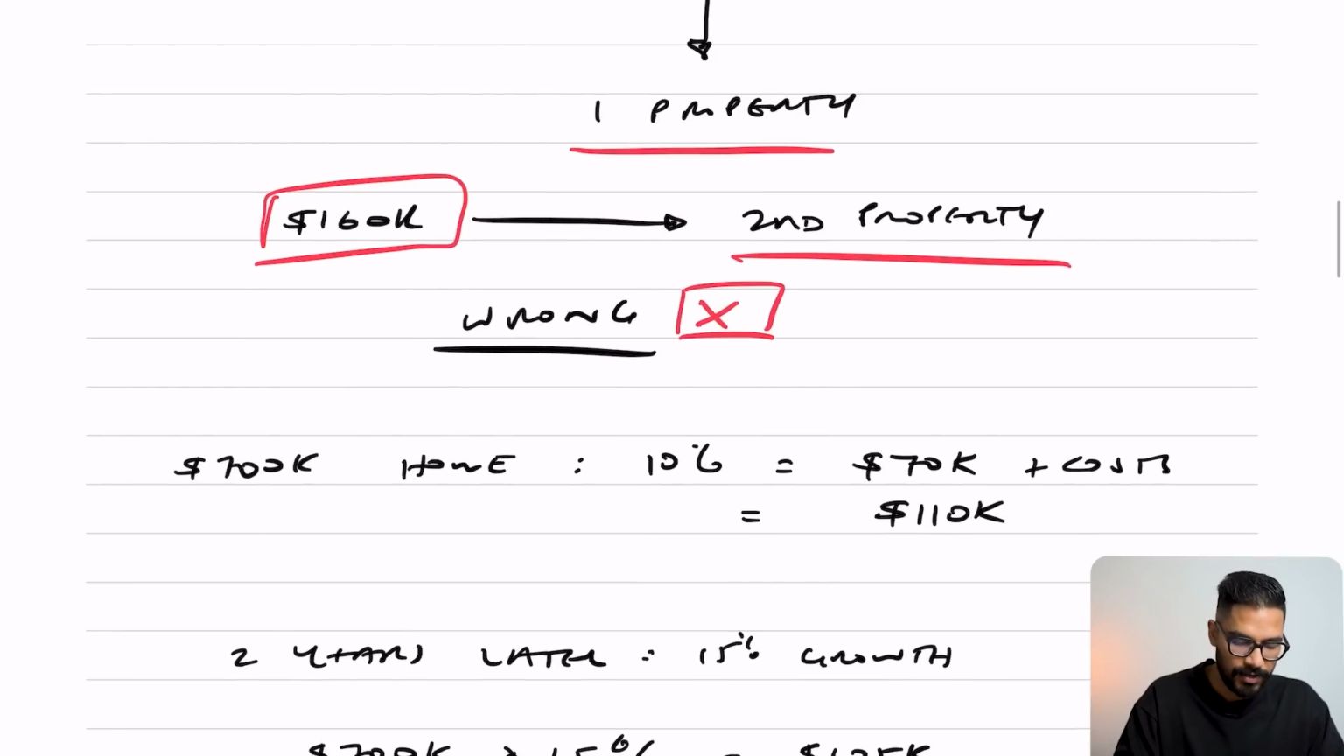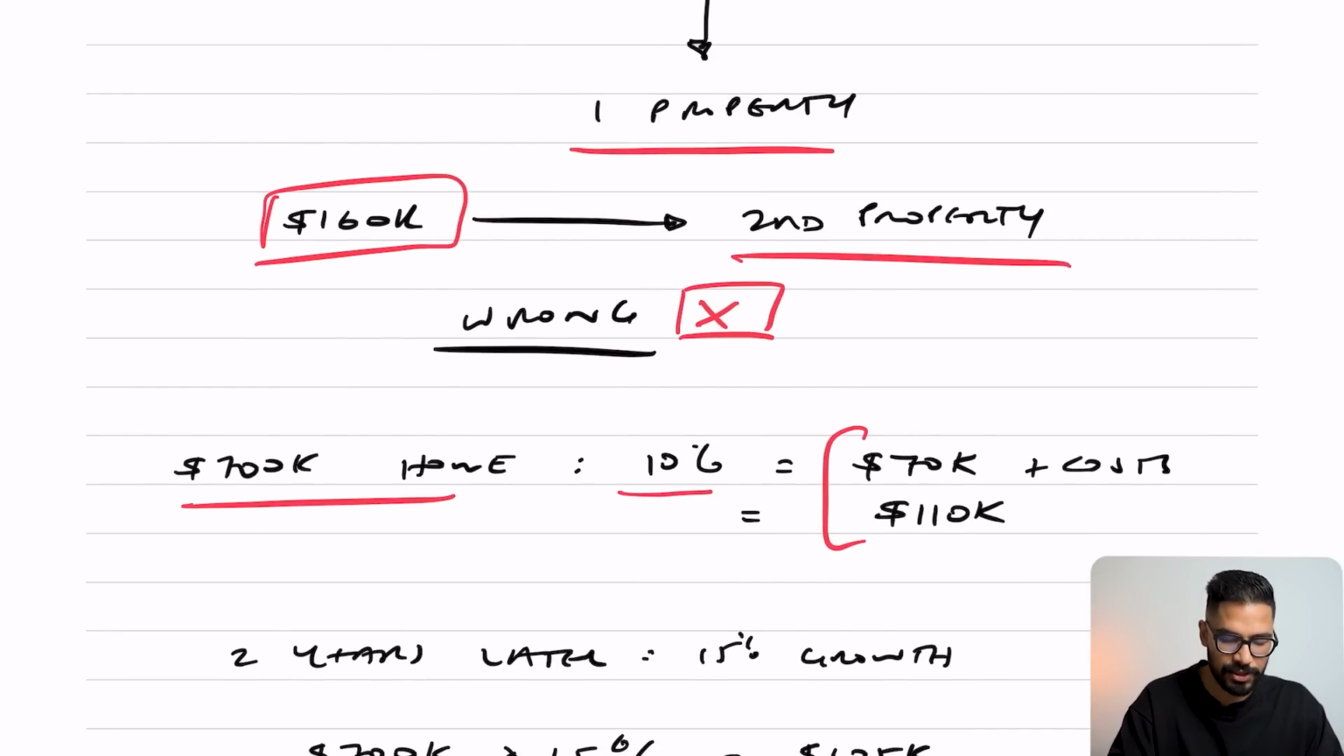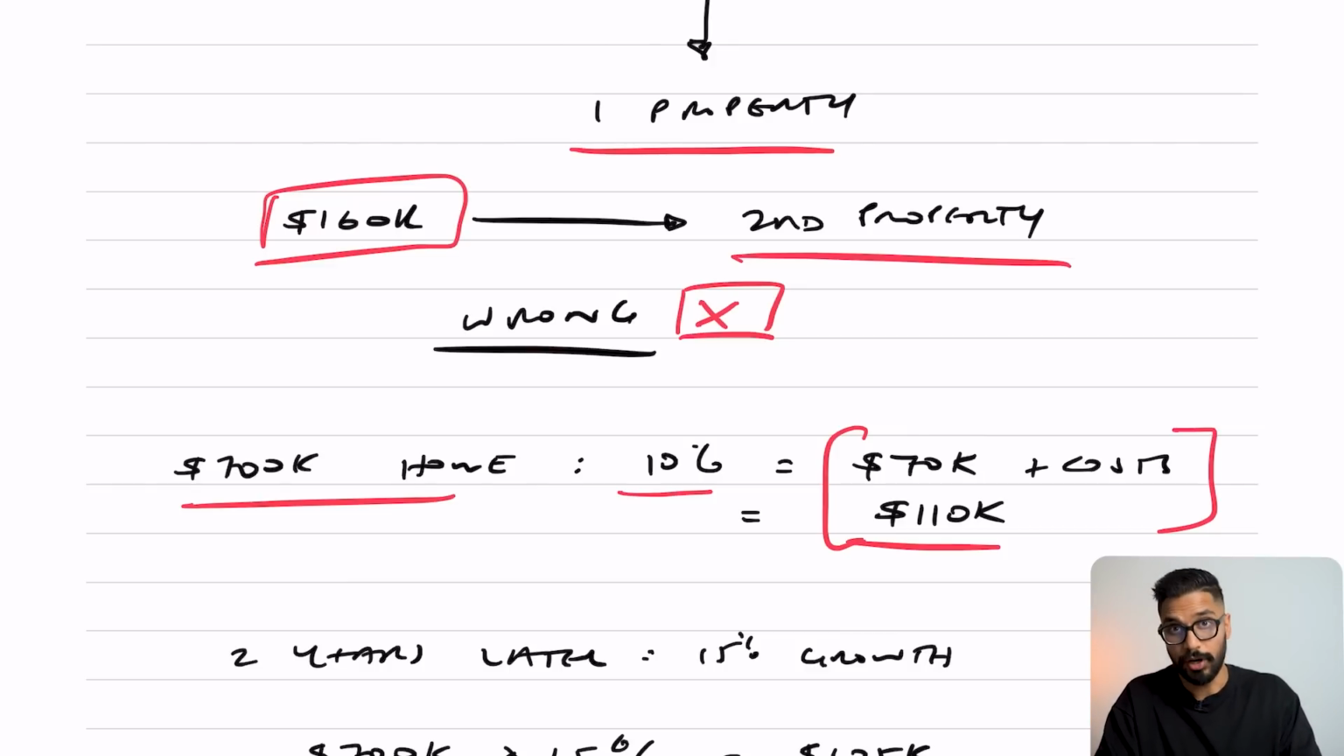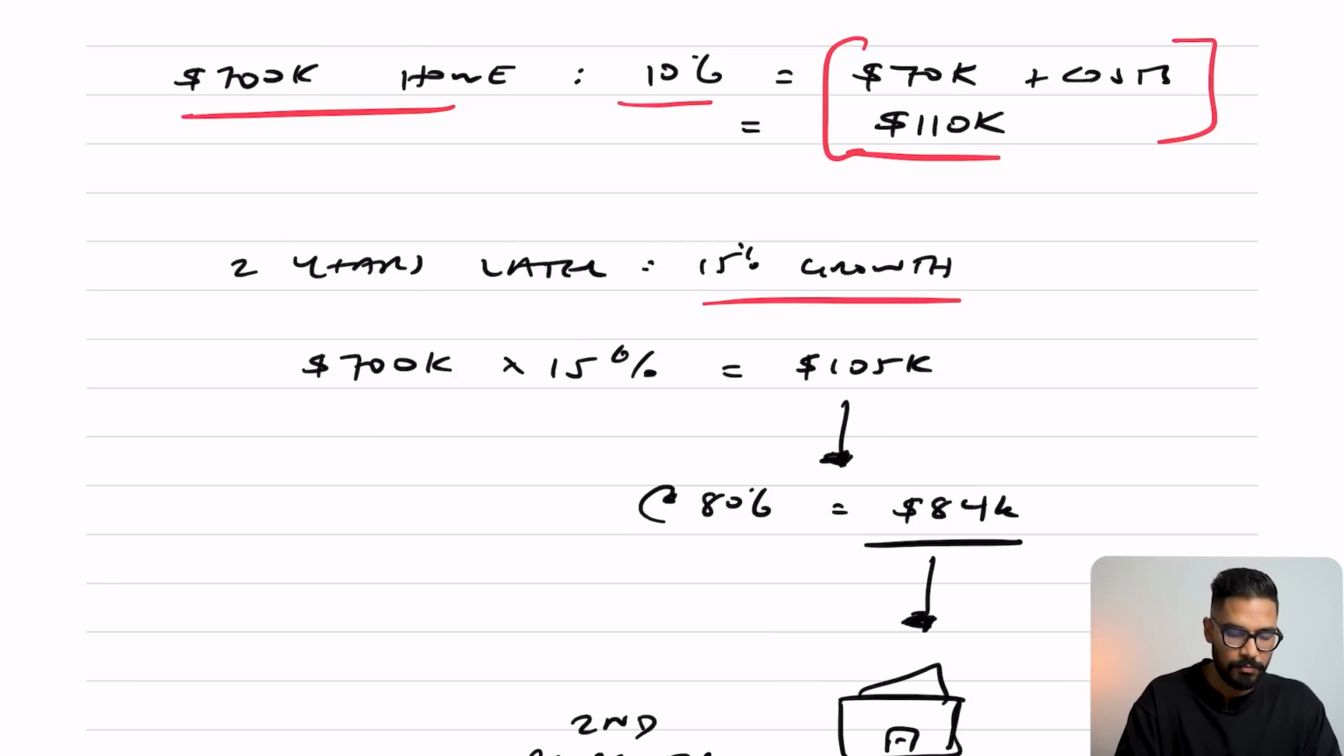So if you look at a 700K home and you put a 10% deposit down, with your costs, you're only actually putting in $110,000. Now, 2 years later, if you've bought in a reasonably good area, you're getting 15% growth over 2 years. So about 7.5% every year. That 700K multiplied by 15% is $105,000.